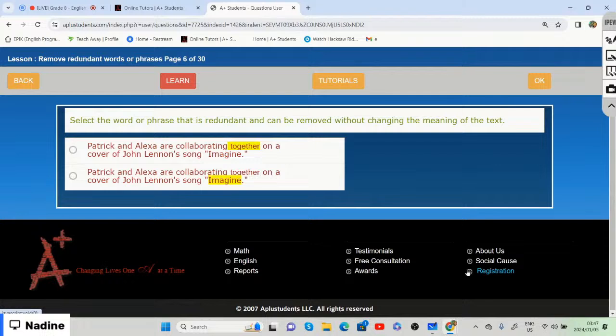So if I'm going to read the sentence for you again now. The word collaborating, if I say we are collaborating on something, then it basically means that we are working on something. And if you and the next person are working on something, then it means that you are working together, right? So the word that is redundant to collaborating, is it together or is it imagine?